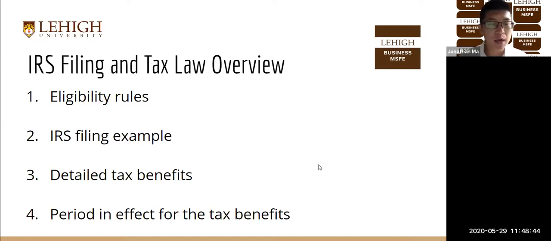So here's the IRS form filing and the tax law and detailed tax benefit. There will be 4 parts. Part 1 is the eligibility rules to create this fund. The second one is the IRS filing example, which I will show the IRS form that we are using. The third one is a detailed tax benefit. And the last one is the period in effect for the tax benefit.